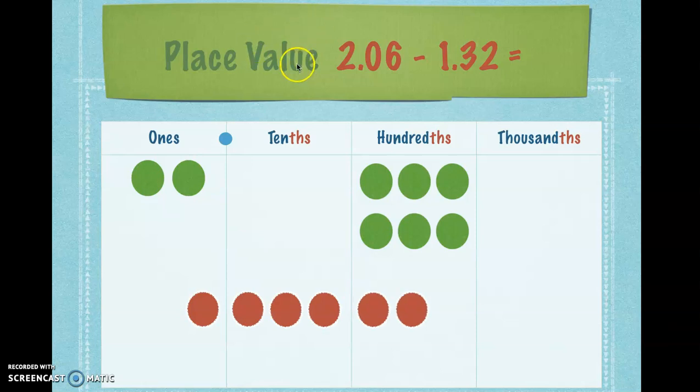Now you should be able to see that your problem arises in the tenths column, because this is the column where the top digit is smaller than the bottom digit. So I have 0 tenths in the top column, whereas I have 3 tenths in the bottom column. So here I have to exchange across my place value. So I identify where my problem is. Here it's in the tenths column, and I exchange from the column to the left. So I exchange one of my ones for 10 tenths, because 1 one is worth 10 tenths.